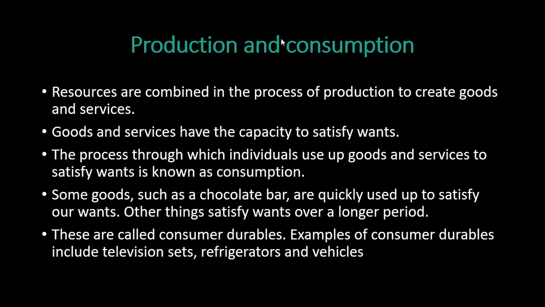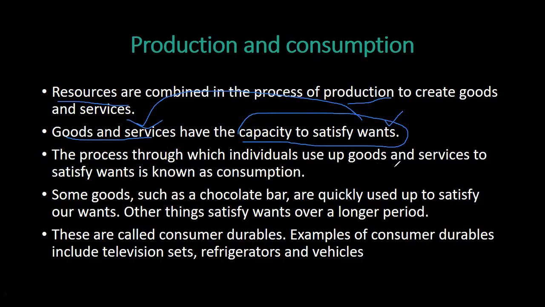Okay, so basically the first thing is that my resources are combined with what? With production to create goods and services. And goods and services have the capacity to satisfy wants. So my wants are always satisfied by my goods and services. Okay. So the process through which individuals use goods and services to satisfy wants is known as consumption.